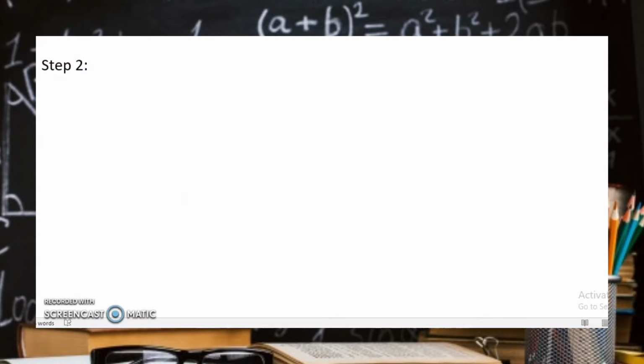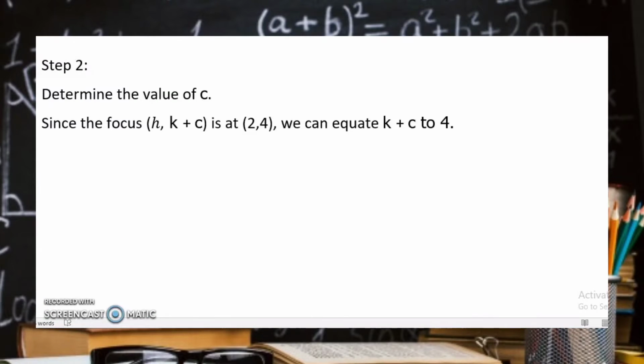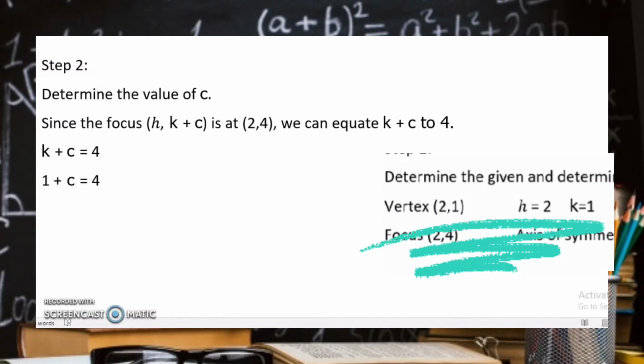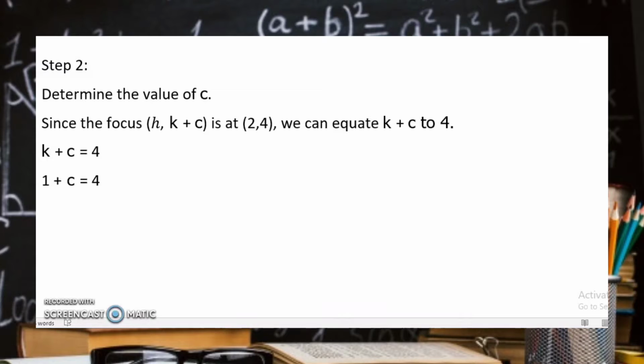Next is to determine the value of c. Since the focus is at (2, 4), we can equate k plus c to 4. K plus c equals 4, and 1 plus c equals 4. Then, we move the 1 so it becomes negative. So 4 minus 1 is 3, so our c is equal to 3.